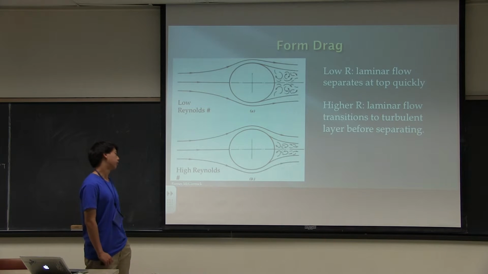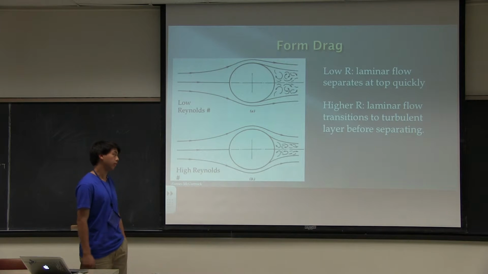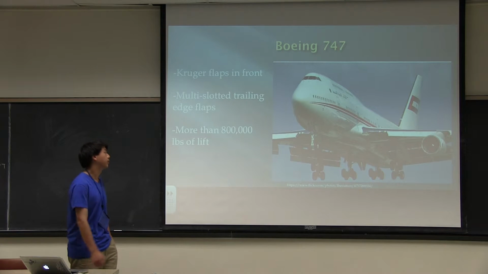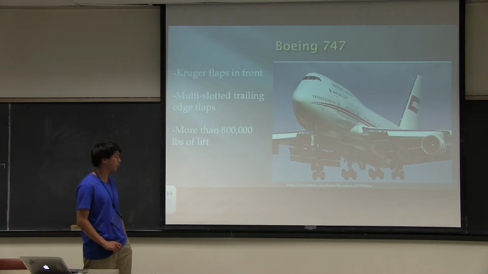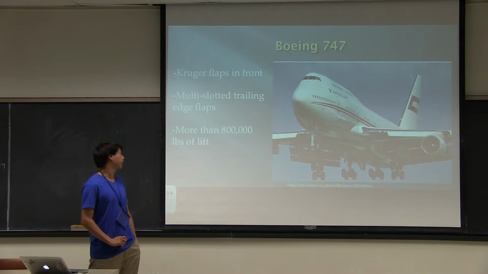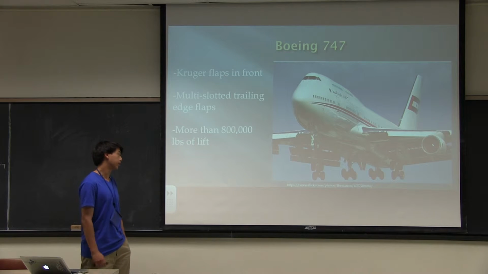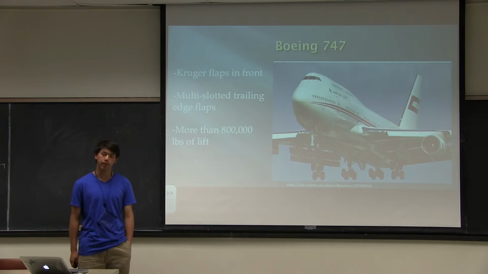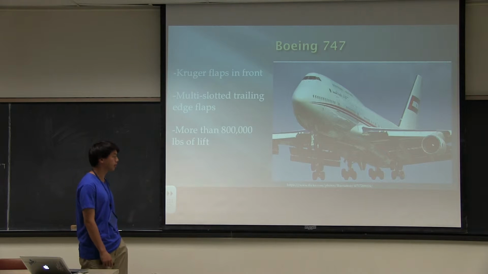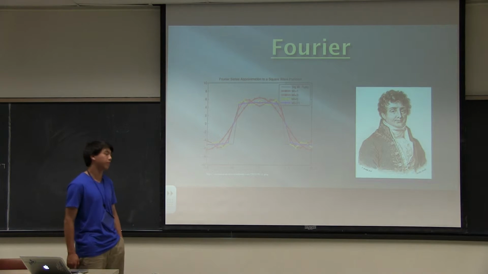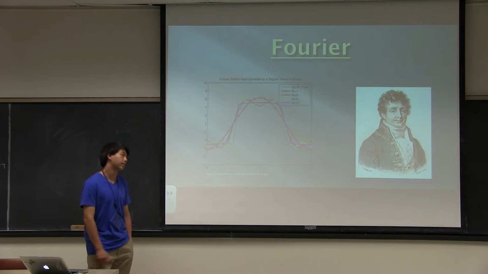So yeah, usually you want a higher Reynolds number to decrease form drag. In summary, the Boeing 747 uses Krueger flaps in the front to increase camber, and multi-slotted trailing edge flaps in the back to increase lift, and this leads to it generating more than 800,000 pounds of lift when it's taking off. So Fourier, his main discovery is approximating functions with sines and cosines.